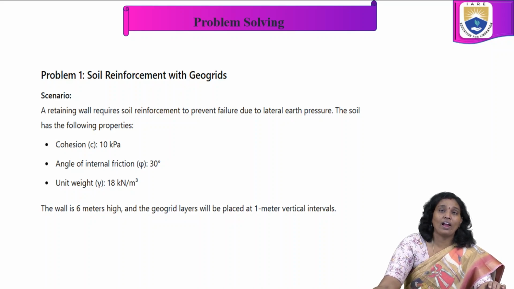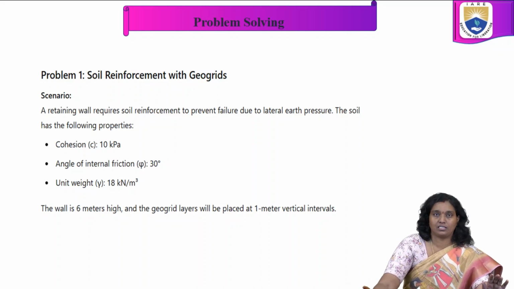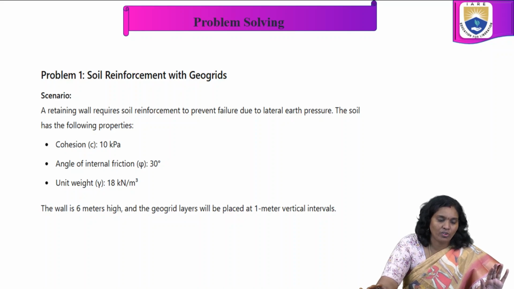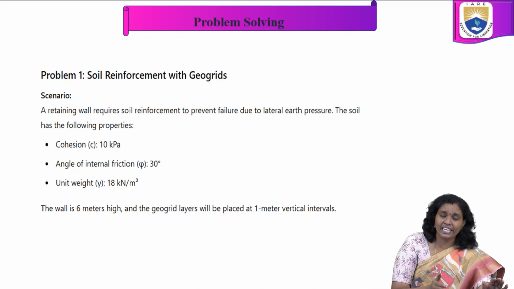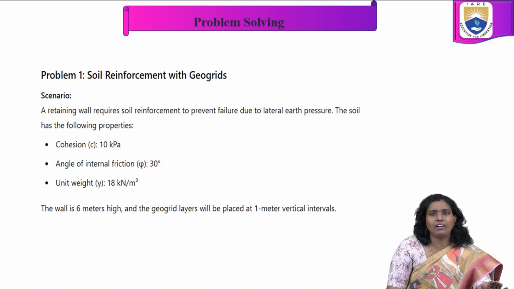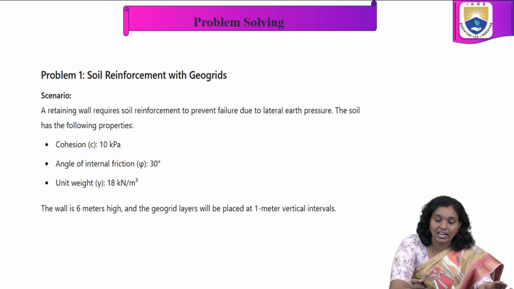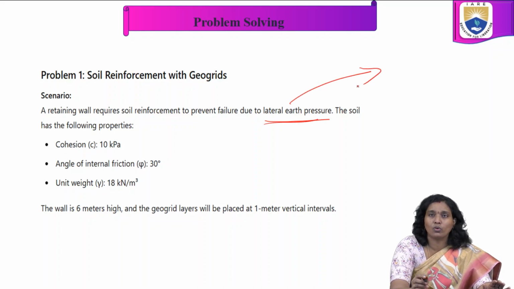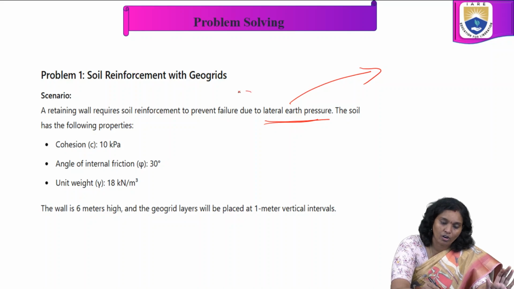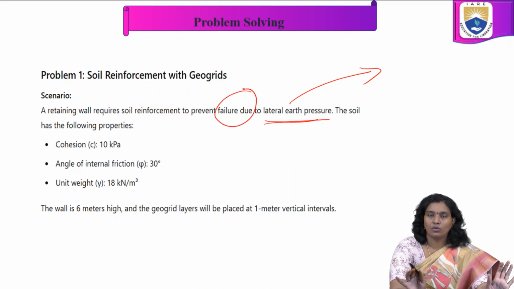So this is soil reinforcement with geogrids. What is the scenario? A retaining wall requires soil reinforcement to prevent failure due to lateral earth pressure. So this is the expected outcome: to prevent the failure due to the lateral earth pressure.